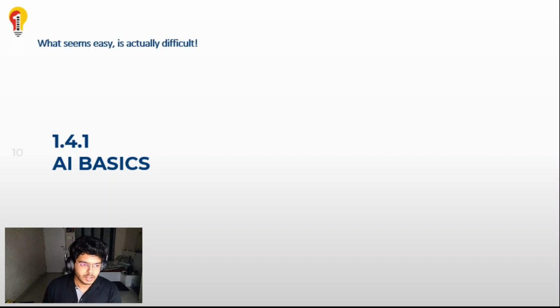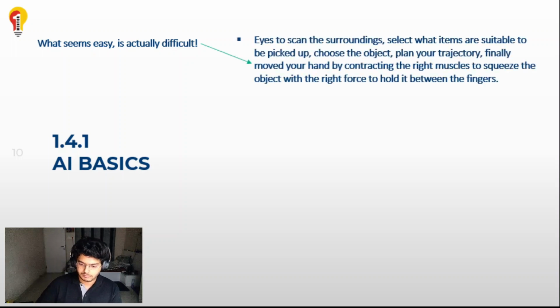So the two statements that we just made. First, it seems easy, but it's hard. See, I pick up this object, this Google Home Assistant. But I used my eyes to scan the table first. I looked around. I saw what items are pickable, what items are suitable to pick up. So I chose this one. I planned my trajectory, a track through which I should pick up that object and bring it to my hand.